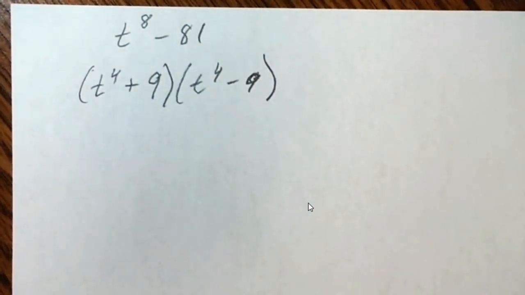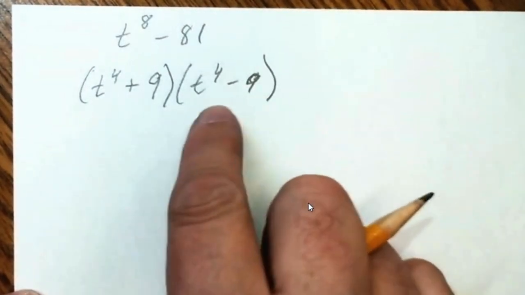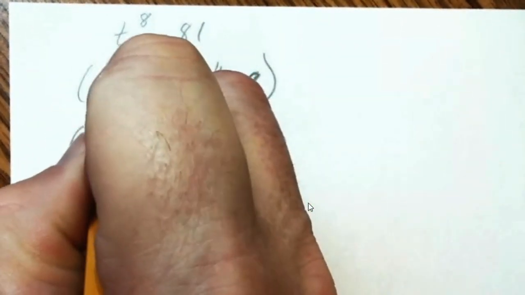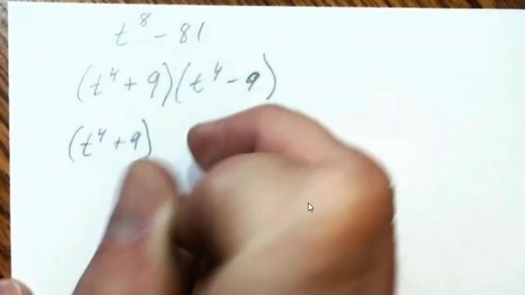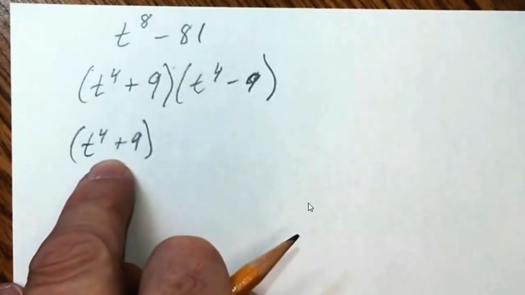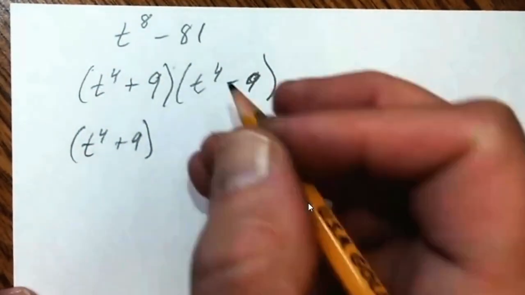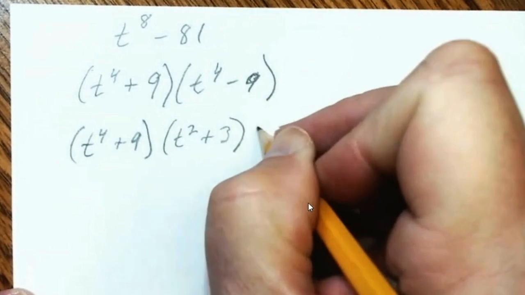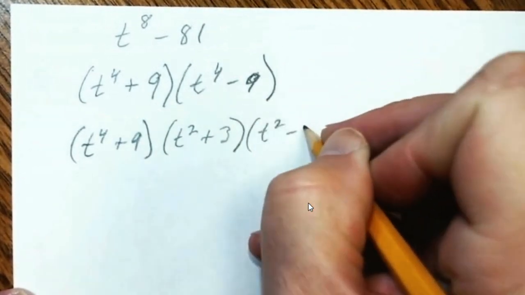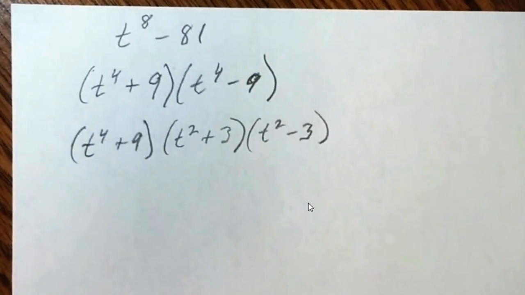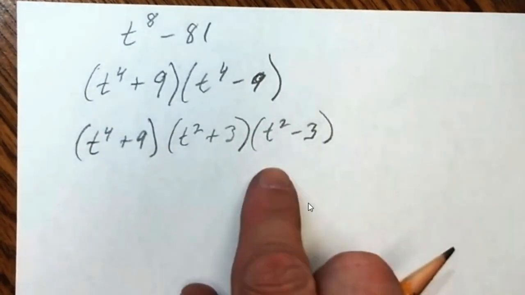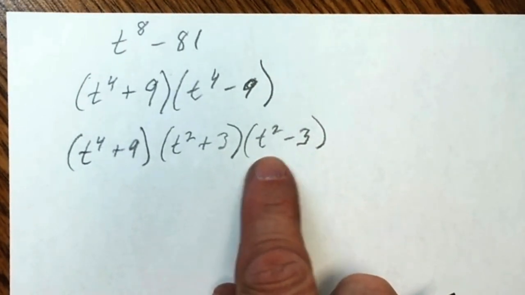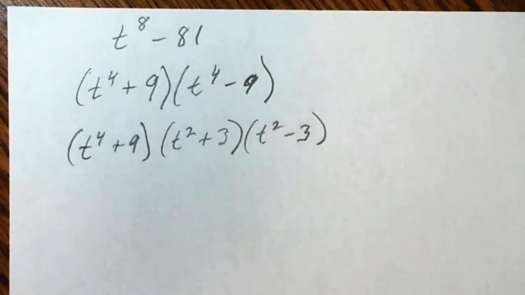Well, yeah, but this is a difference of squares: t to the 4th and 9. So this is t to the 4th plus 9, which is a sum of squares. There's no shortcut. There's no way to factor that. This is done. This is prime. But this is t squared plus 3 and t squared minus 3. Hey, this is a difference. Well, that's not a square. T squared is a square. 3 is not a perfect square. That's as far as we can factor that.